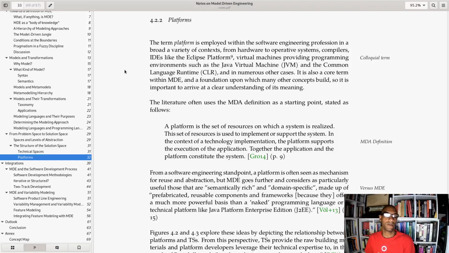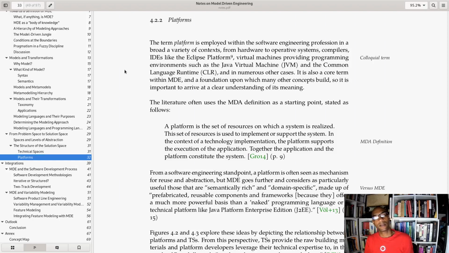However, intuitively, all programmers know when you're targeting the CLR, you can think of it as a platform. When you're targeting the JVM, you can think of it as a platform. When you're targeting Linux, you can think of it as a platform. The notion of platform, as we understand it in MDE, goes further than that because even something like a library can be thought of as a platform, because what the platform gives you is the ability to raise the abstraction level.